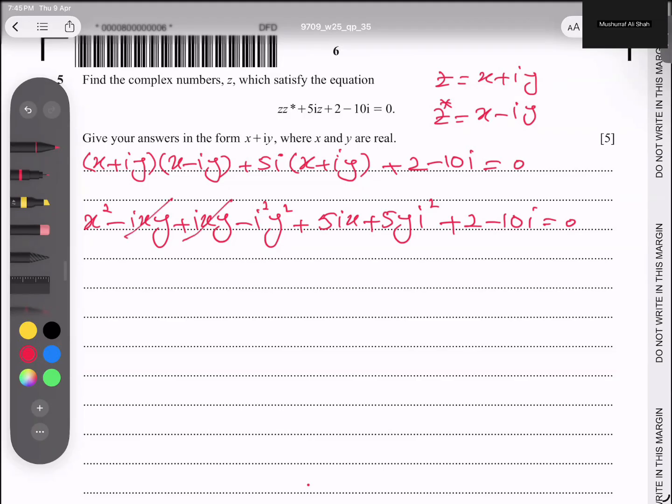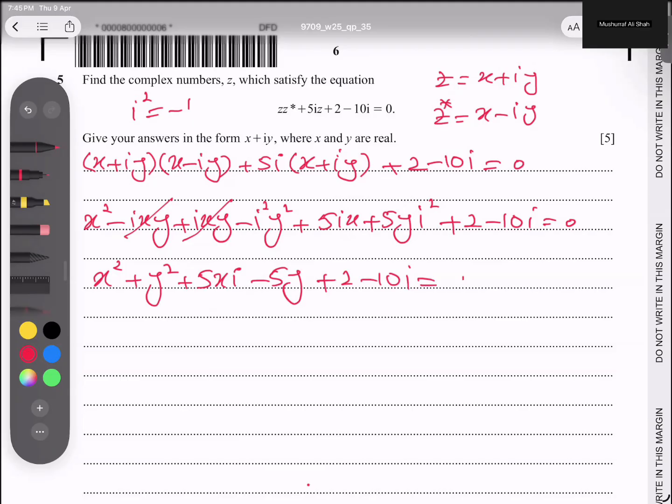Okay, students, this cancels out. Yes, exactly. We got x square, and this iota square is negative. You know, students, iota square is -1. So that -1 makes the negative become positive. So I get x square plus y square. And afterwards, I get further plus 5x iota. I'm writing iota afterwards. And this iota square is negative, so I got -5y, and plus 2 and -10 iota is equal to 0.